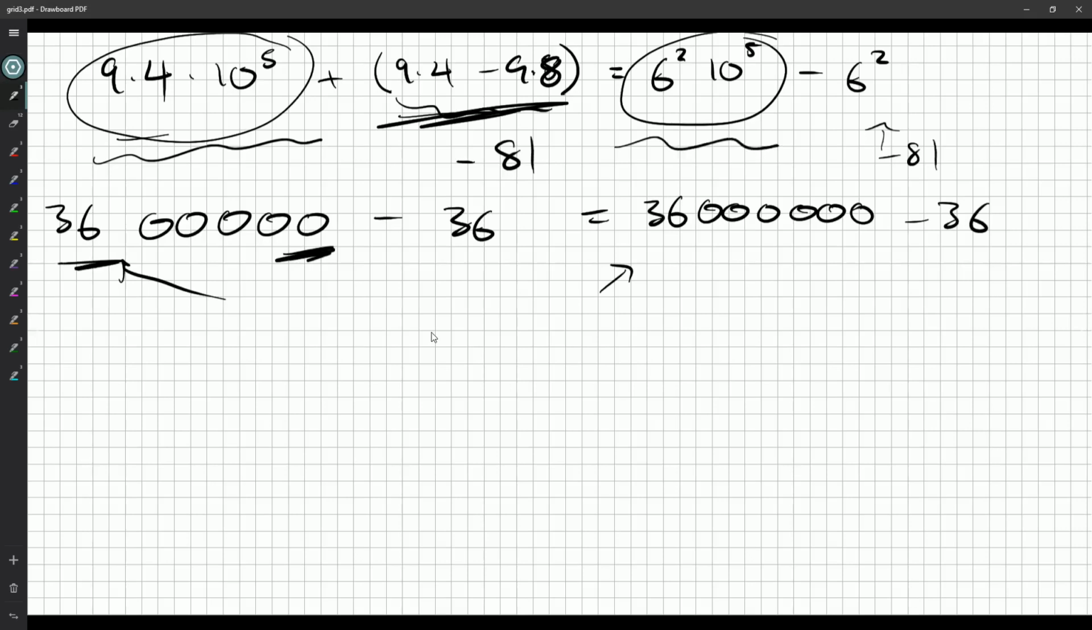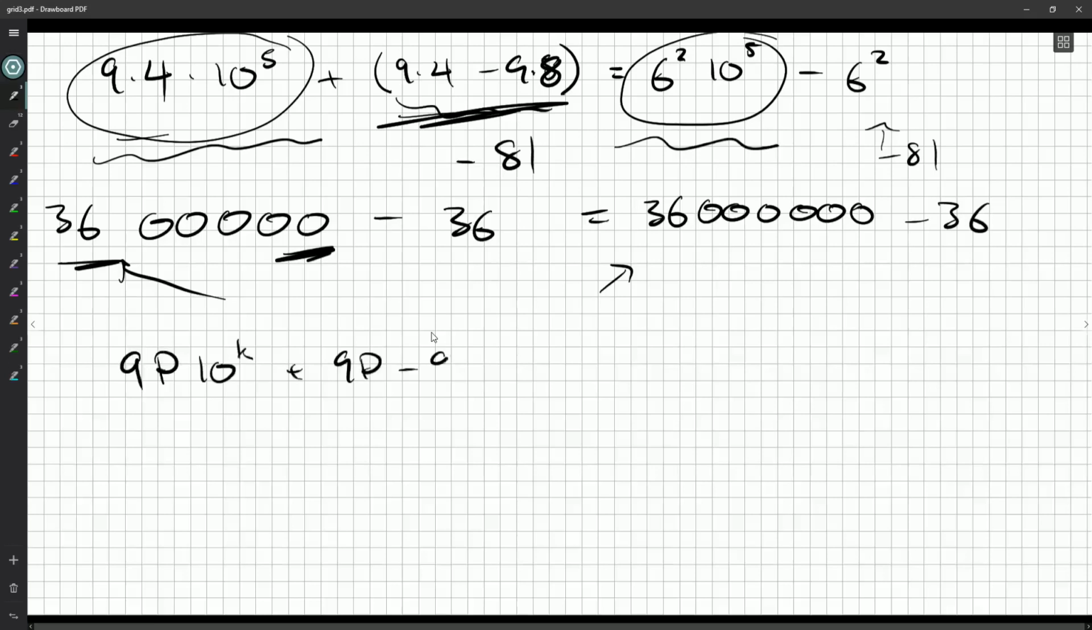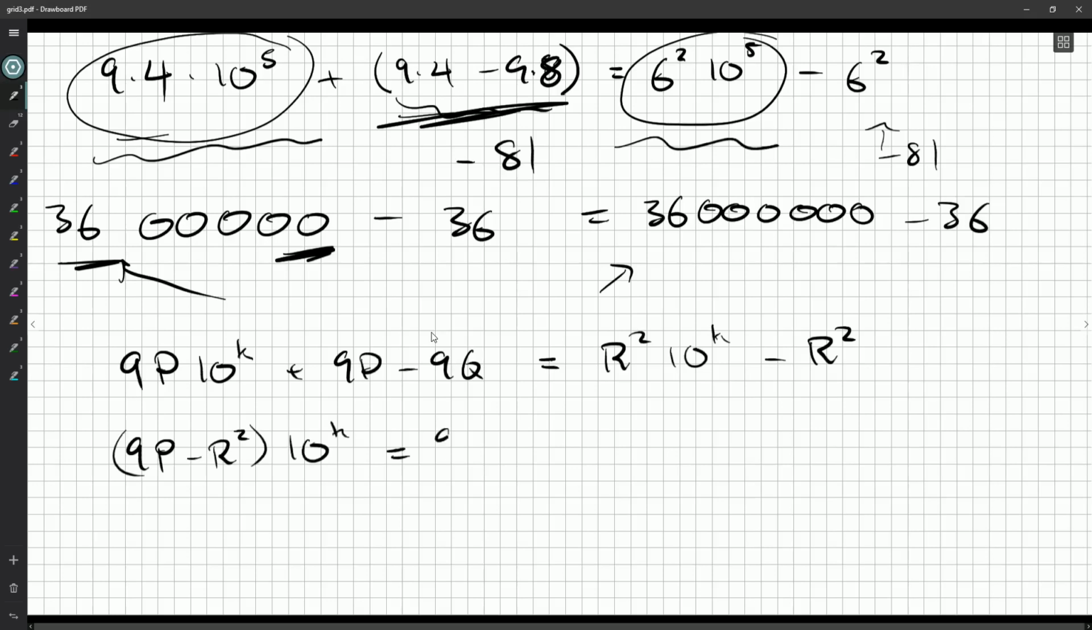Now, can I actually write that down in a better way? So we've got 9p 10 to the k plus 9p minus 9q is equal to r squared 10 to the k minus r squared. So if I bring that over to one side, 9p minus r squared times 10 to the k is the same as 9q minus 9p minus r squared. These two have to be equal.